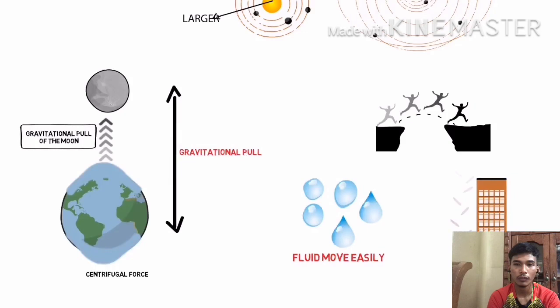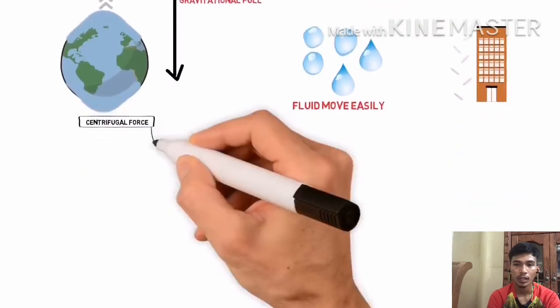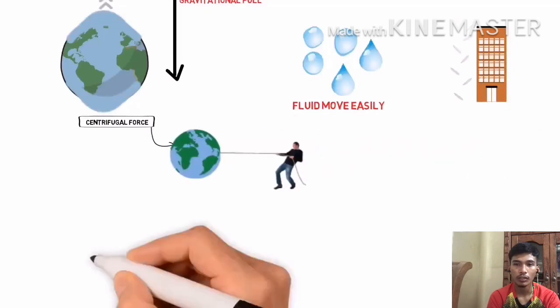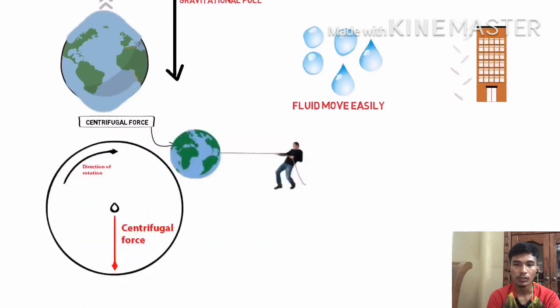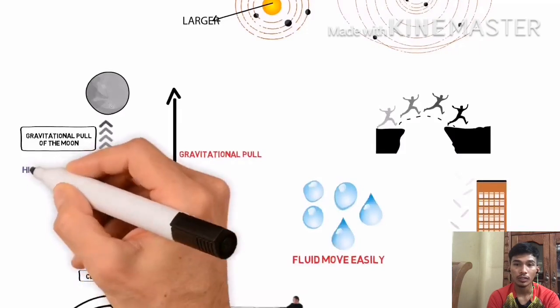So there are two tidal bulges created on opposite sides of the earth. One is due to the moon's gravitational force and the other is due to the centrifugal force of the earth. If you don't know what centrifugal force is, I'll tell you quickly. Imagine gravity as a rope that pulls everything to the center of the earth, and centrifugal force is the outward force that counterbalances gravity. Anyhow, you just need to remember that there are two tidal bulges on opposite sides of the earth.